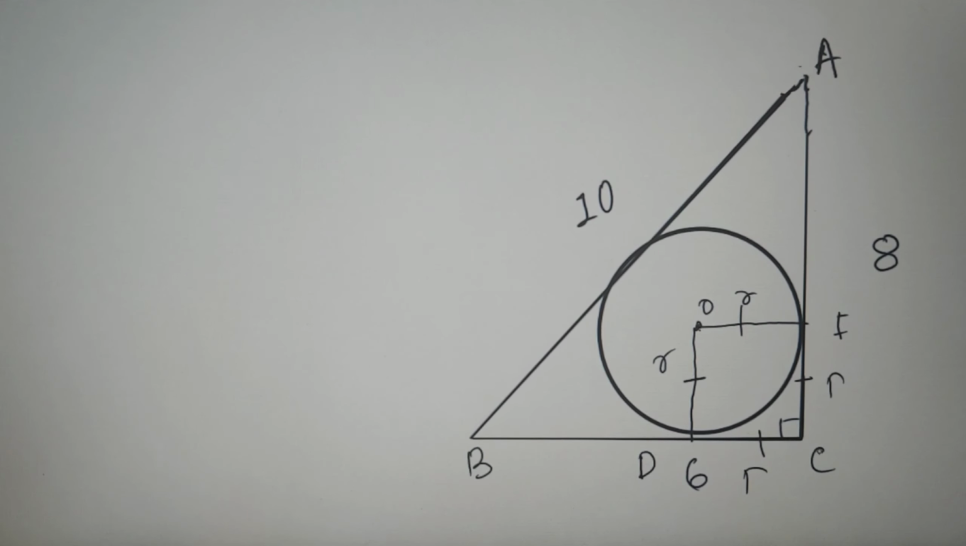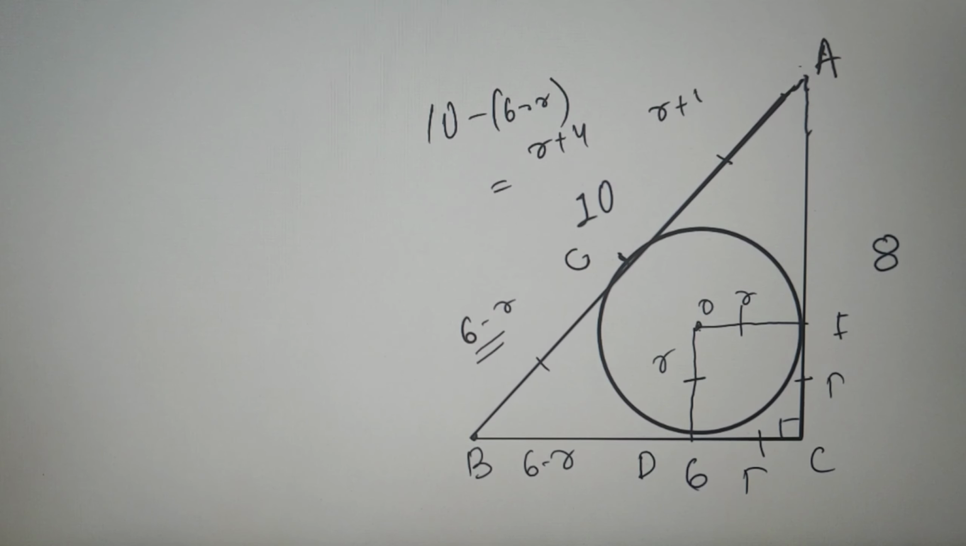Now if FC is equal to r, then the length BD is equal to 6 minus r because the whole length BC is equal to 6. So we'll get BD is equal to 6 minus r. Now if BD is equal to 6 minus r, then this distance, let's say BG, this will also be equal to 6 minus r because they both are tangents drawn from the same point B. Now if this length BG is equal to 6 minus r, then this length will be equal to 10 minus 6 minus r. Now this is equivalent to r plus 4. So this is equal to r plus 4.